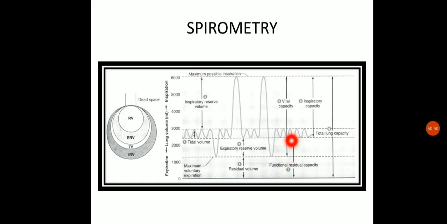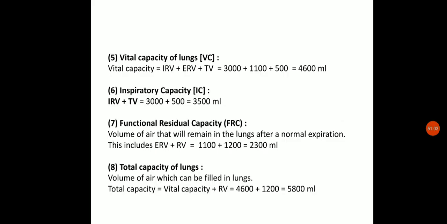So this is normal expiration. After normal expiration, it will have this expiratory reserve volume and this residual volume. So it is the sum of ERV plus RV, which comes to around 2300 ml.